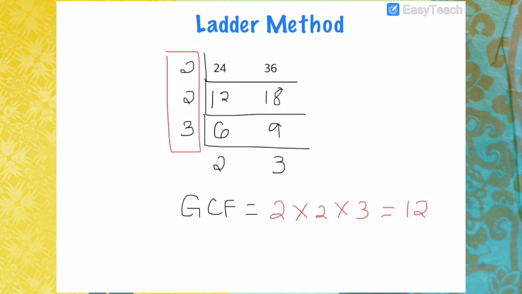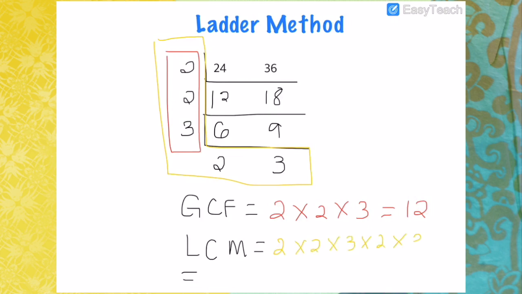Now the next one is your LCM. Now your queue here is the letter L. It actually forms letter L as well on the outer part of your numbers. So we multiply all the numbers outside. 2 times 2 times 3 times 2 times 3. We all know that 2 times 2 times 3 is our GCF, which is 12. And then we just need to multiply this by 2 and by 3. This will give us 72. Therefore, the LCM of 24 and 36 is 72.